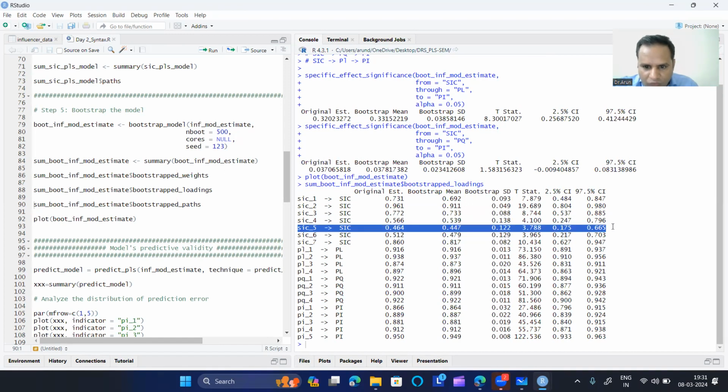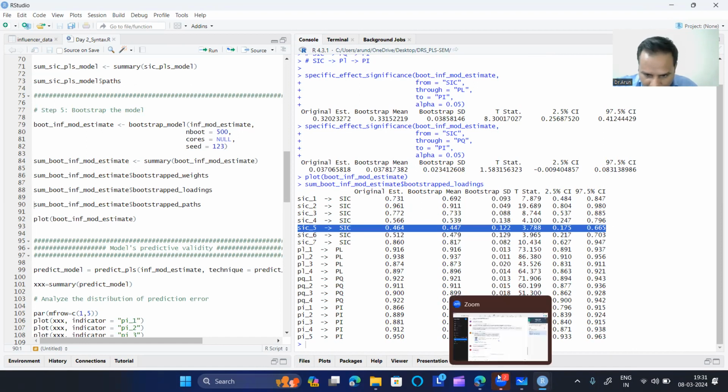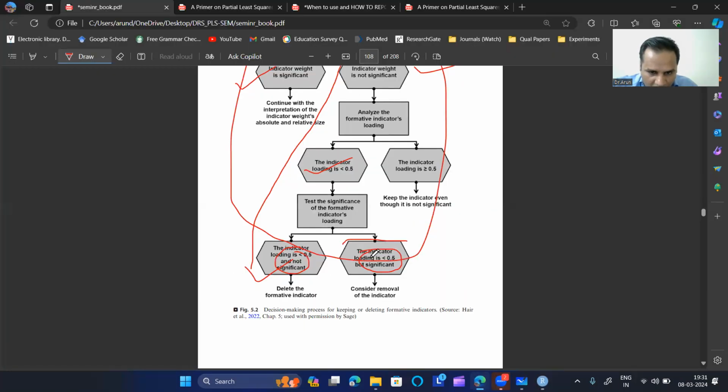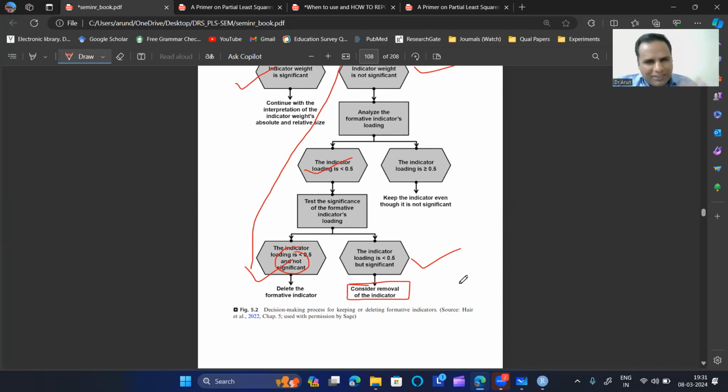Delete SIC 5. Very good question. I really appreciate. Now it is your call, Felix ji. Now the indicator loading is less than 0.5. Let me show you this. This is the case in our case. We are here: the indicator loading is less than 0.5, but significant. Now still you can remove this item. Consider removing this item. But I'll not remove it because this is one item and it's not affecting too much.